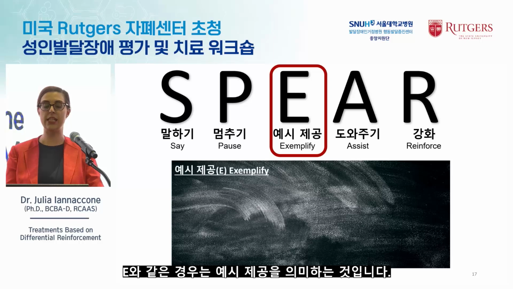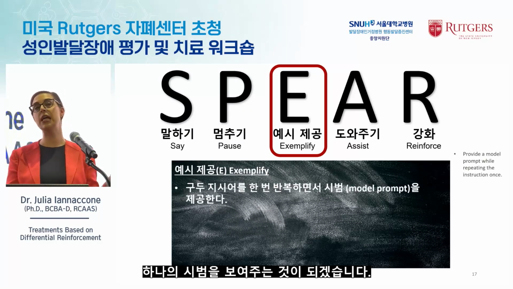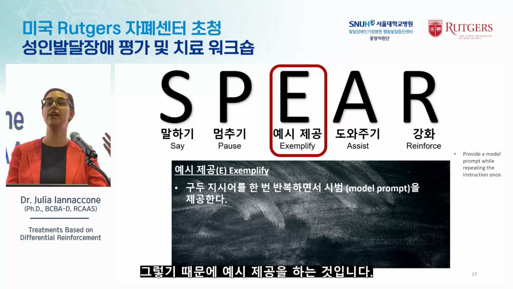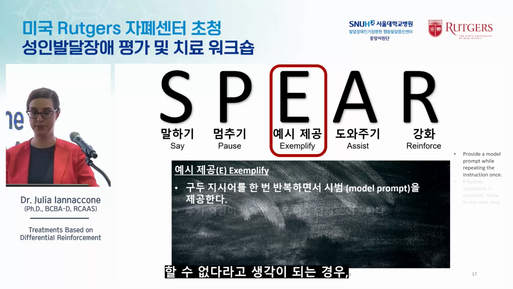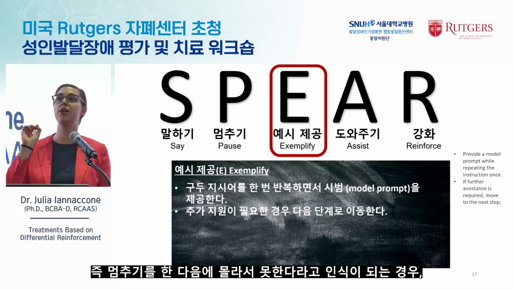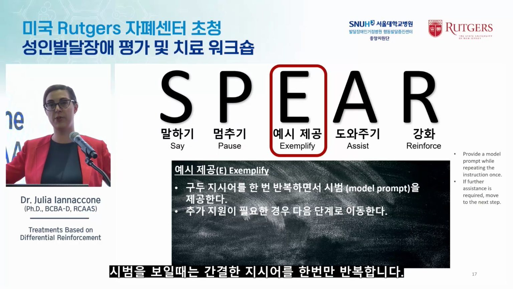So E stands for exemplify, and this is when we provide a model prompt, because they might not be responding because they don't know how to do it. It's very possible, and so that's why we have the E here. So we tell them to do it, we wait a few seconds to see if they can do it, and then if they don't, we provide a model prompt. While we're providing the model prompt, we repeat the instruction only once. Remember, with language, less is more on the therapist's part.